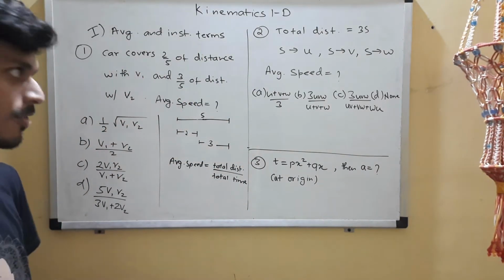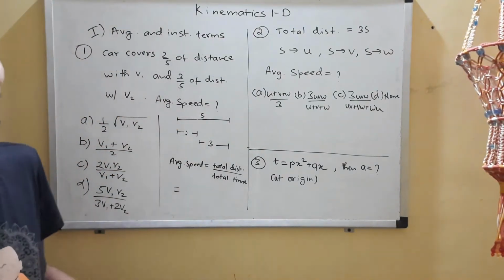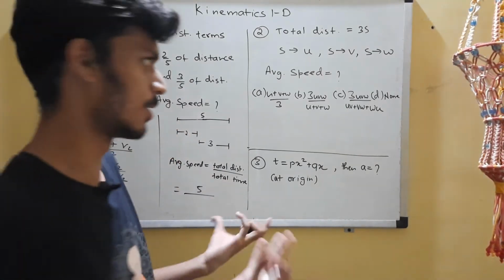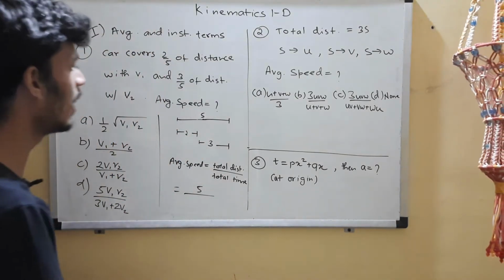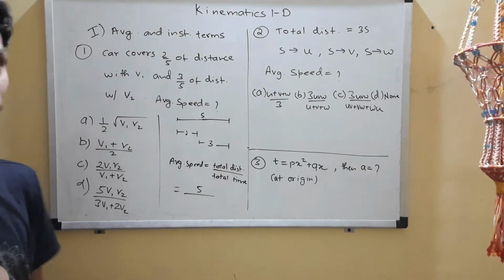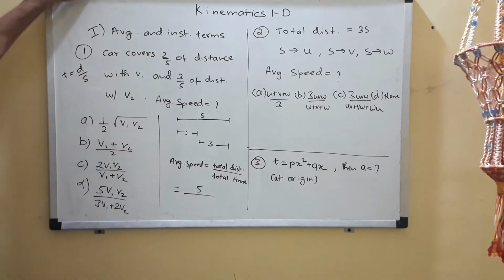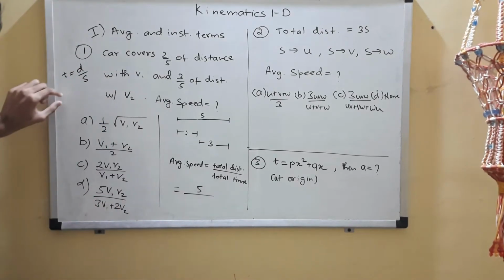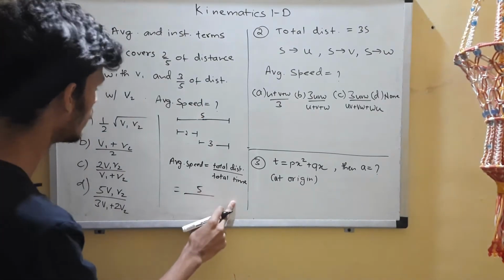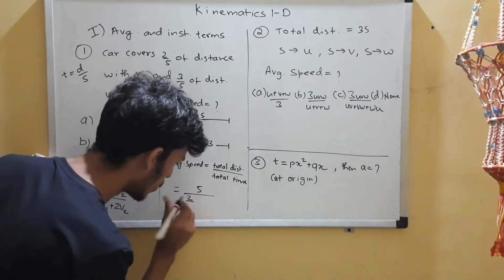Now we know the formula for average speed. It's total distance upon total time taken. So total distance, we have taken it as 5. It may be in any units, as of now we don't know the units. Then total time taken. Now nothing about time is told, but time can be written as distance upon speed, and we can break it into two halves for this one and this one.